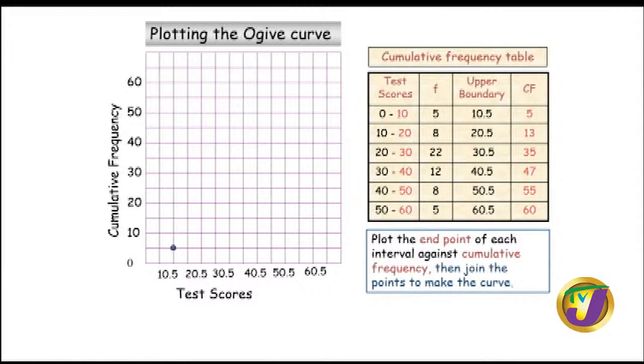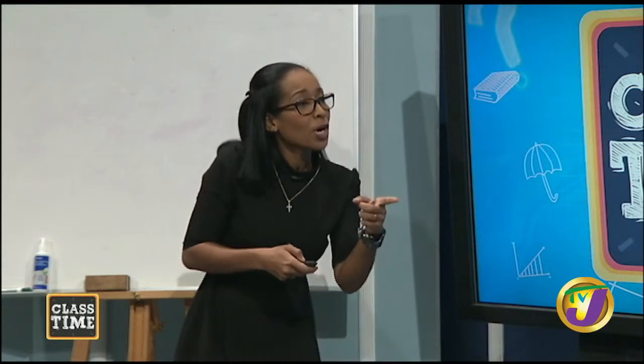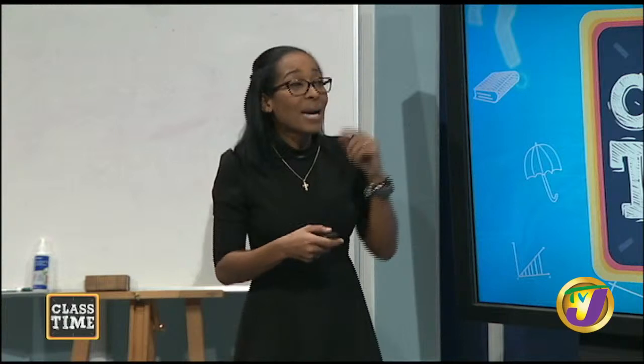So here I have point number 1. So I'm plotting my points. And when I plot my first point, I'm going to look at my second point. So it's 20.5 and it's mapped onto 13. So there goes my second, my third, my fourth, my fifth, my 6 points.